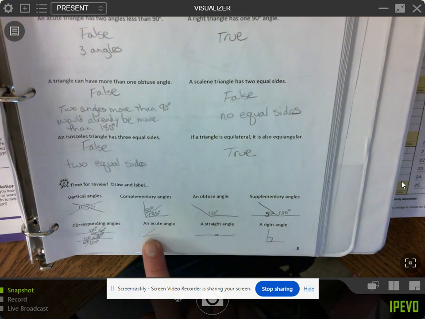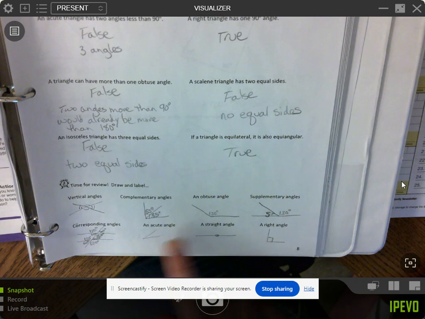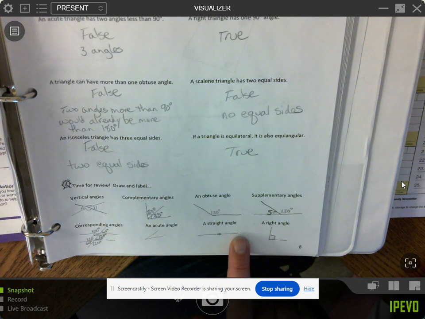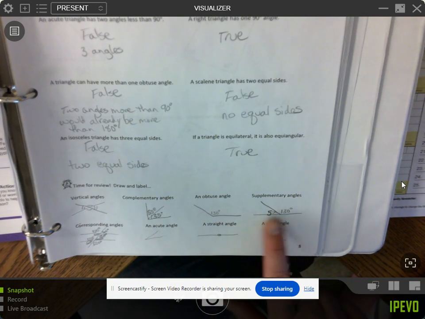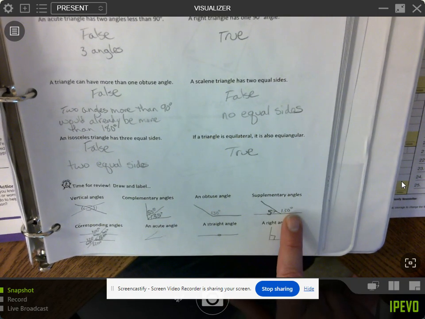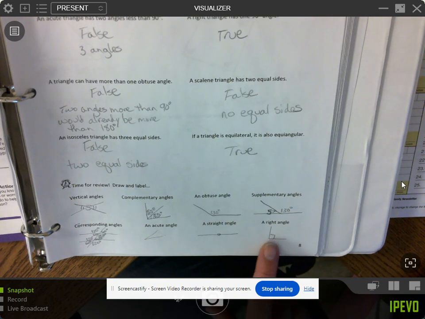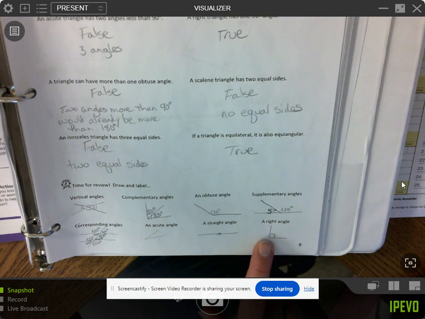Acute angle is little, smaller than 90. Obtuse angle is bigger, greater than 90. A straight angle is a straight line, 180 degrees. Supplementary angles, you add them together and they equal 180 degrees. And a right angle equals that 90 degrees. We know it's a right angle when we either see 90 degrees or we see the box in the corner.